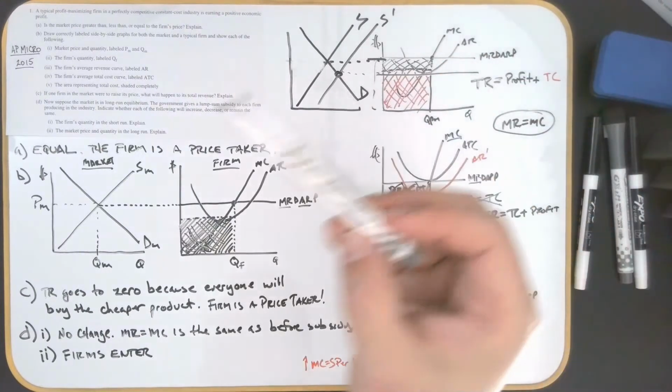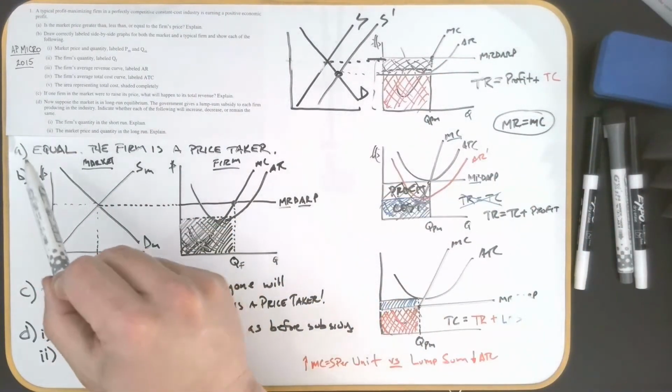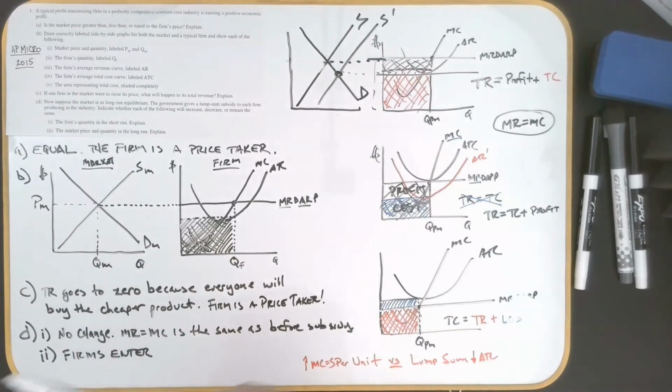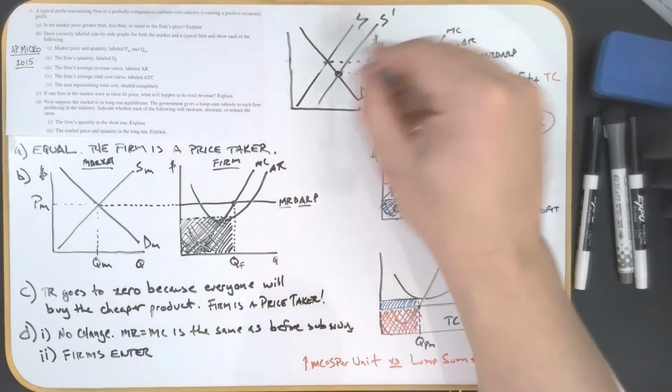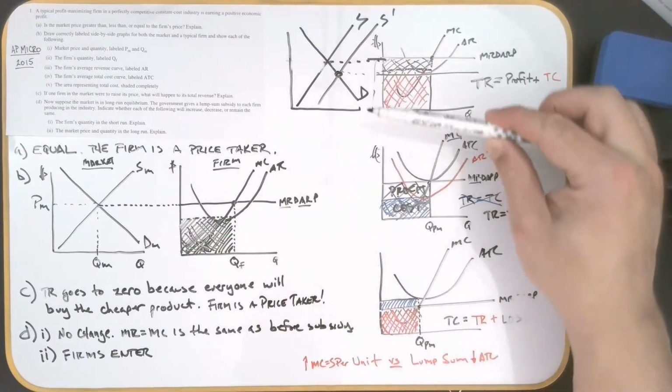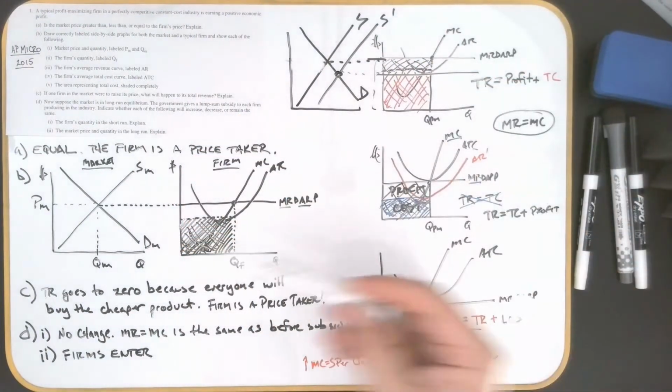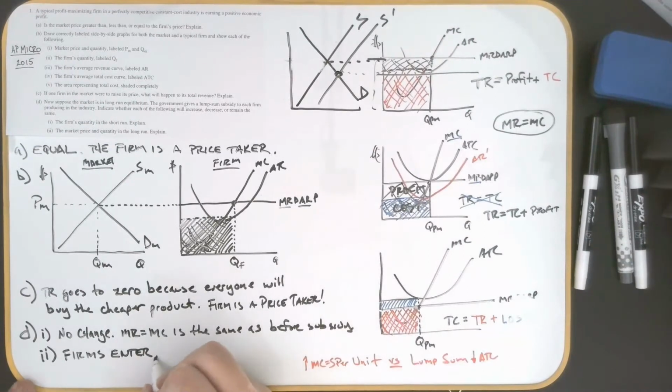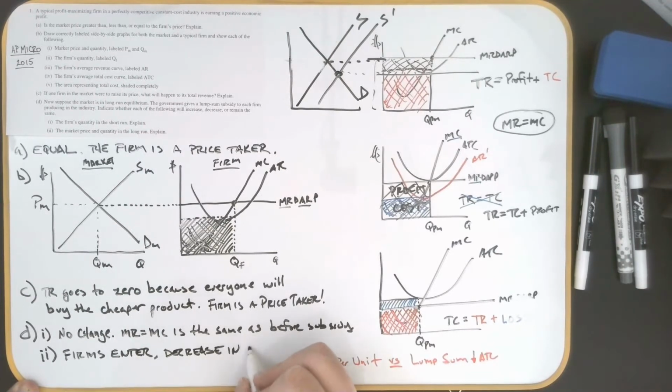But the question says, what happens to the market price? Let's answer that one first. Here's the market. That's this guy on the left, okay? When firms enter, what does it do to market price? It pulls it down because of an increase in supply. Firms enter. So there's a decrease in market price.